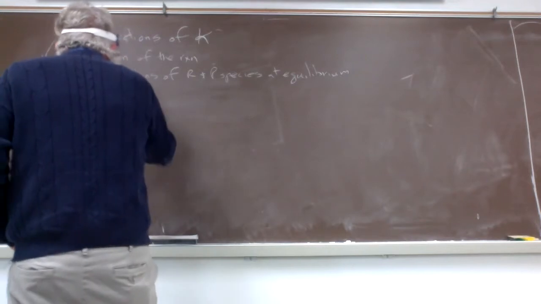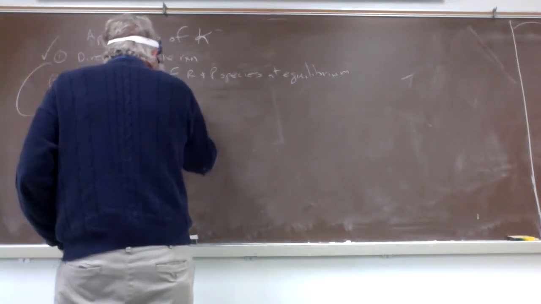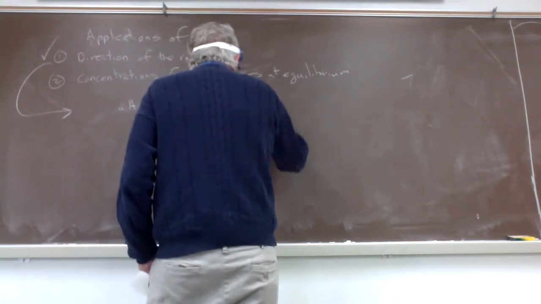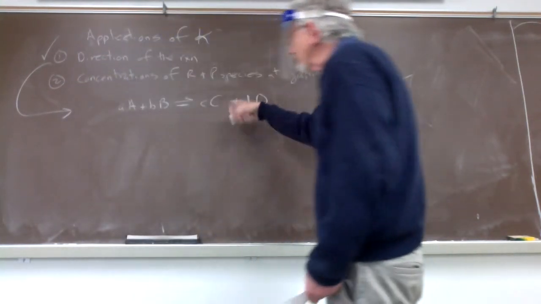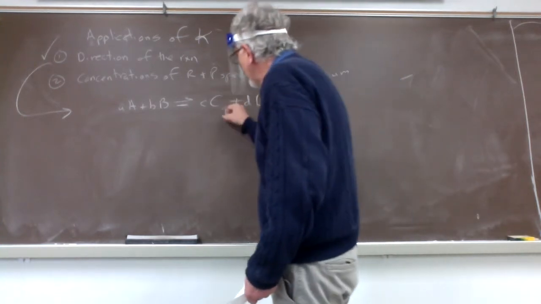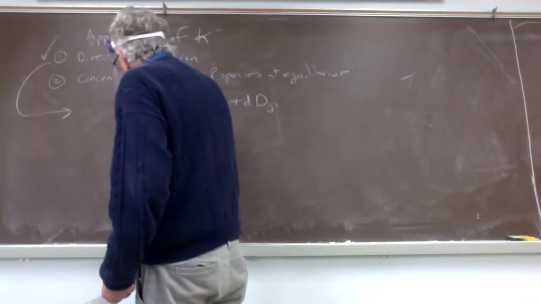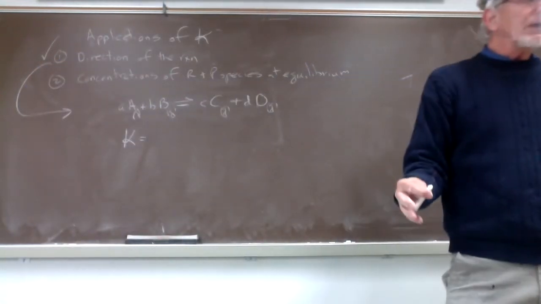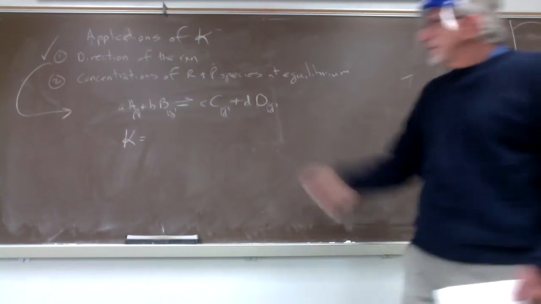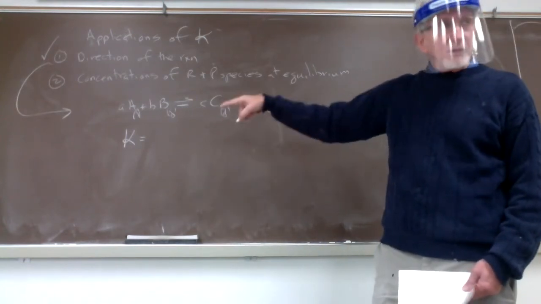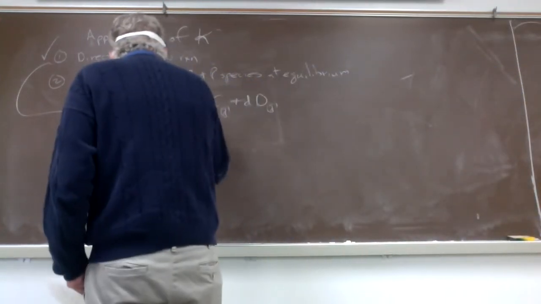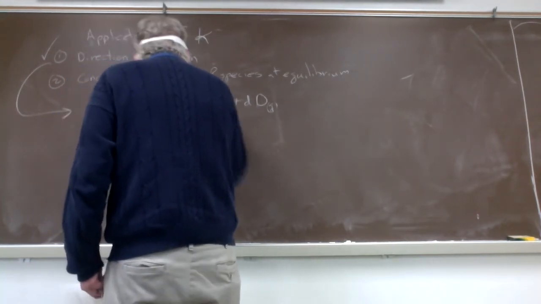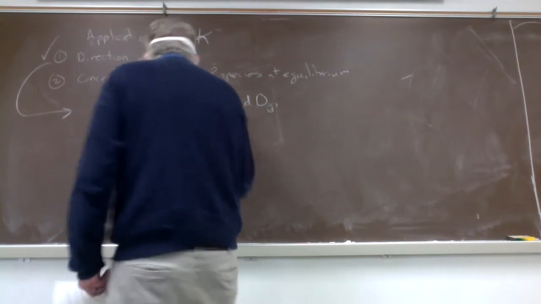Let's go back to a generic chemical reaction to demonstrate this. A plus B reacts to form C plus D. And let's say that these are all in the gas state. We don't have any pure liquids or pure solids here. And what would be the form of the equilibrium constant for this chemical reaction? It's going to be concentrations of products over concentrations of reactants, each raised to a power equal to the stoichiometric coefficient, correct?